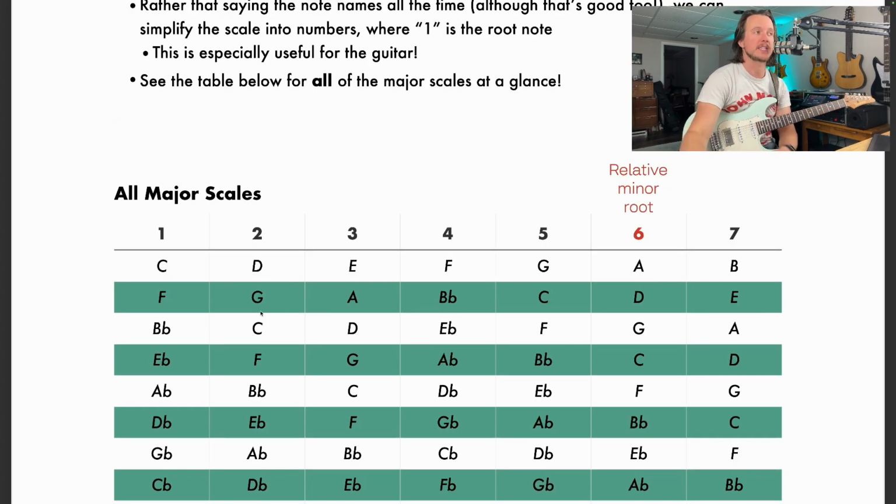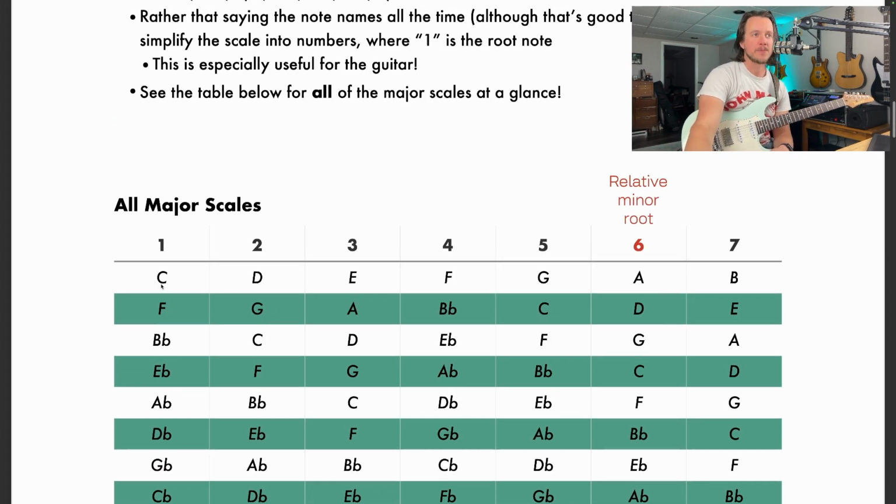Let me go back to the key of C here for my example. So C, what's a major triad? Major triad is just 1, 3, 5 out of the major scale.